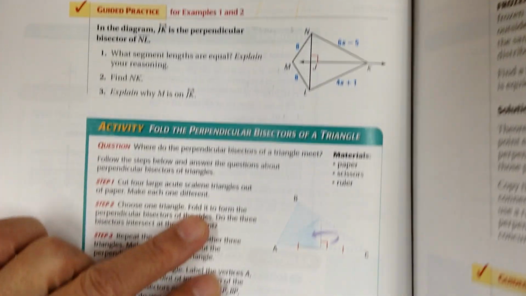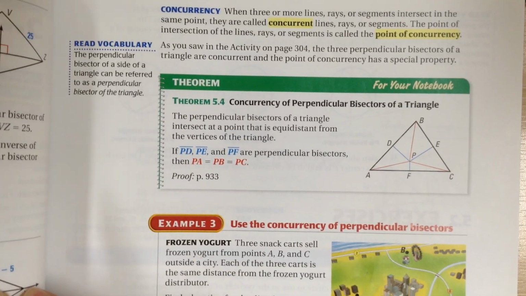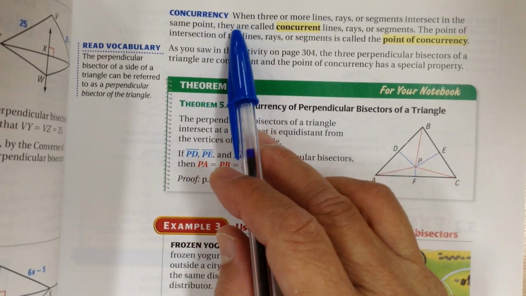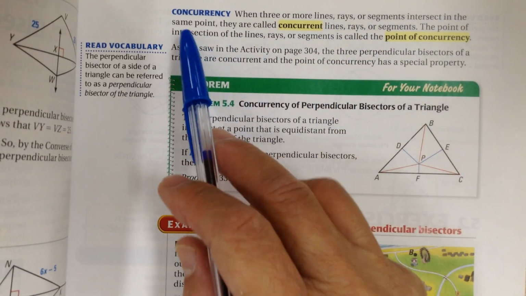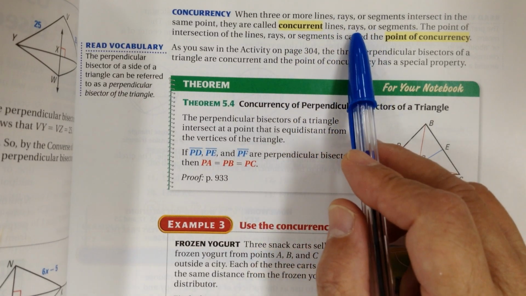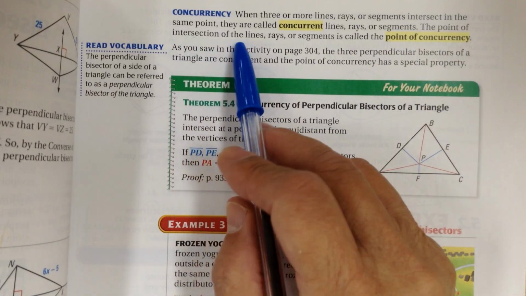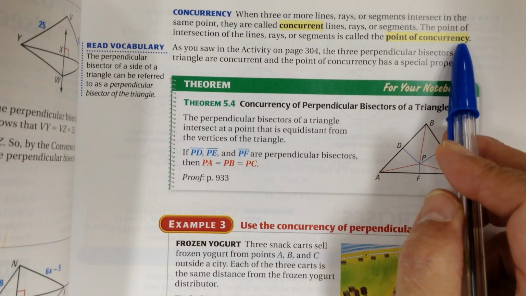Okay, next, let's go to the next topic. On page 305, concurrency. It says when three or more lines, rays, or segments intersect in the same point, they are called concurrent lines, rays, or segments. The point of intersection of the lines, rays, or segments is called the point of concurrency.